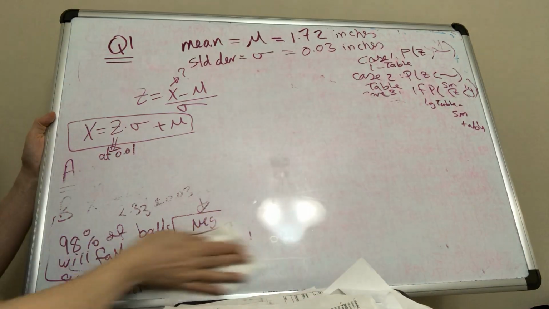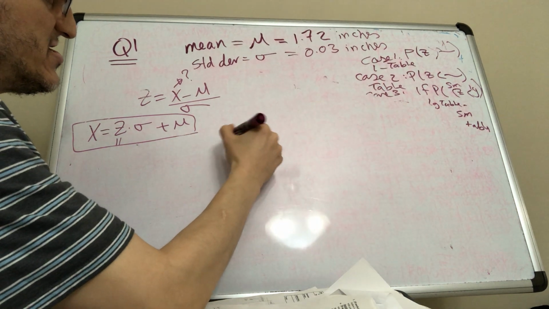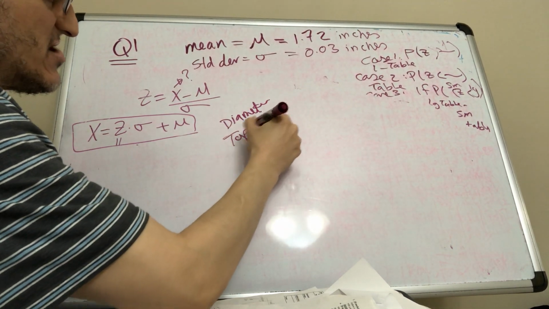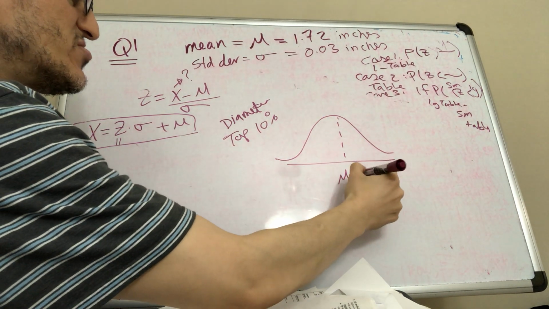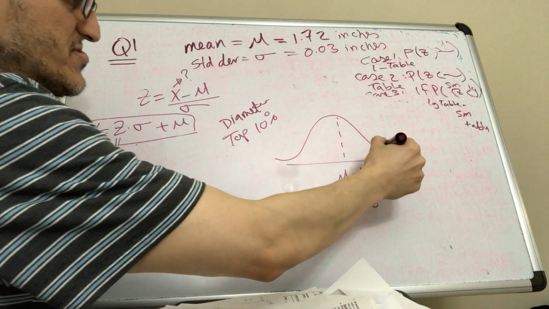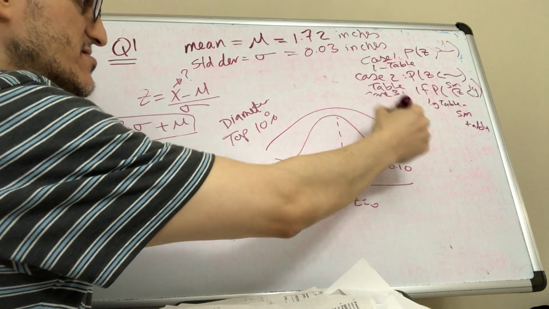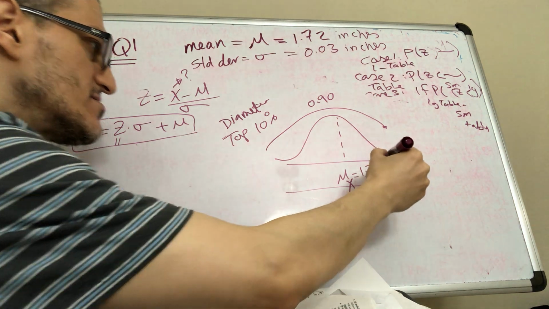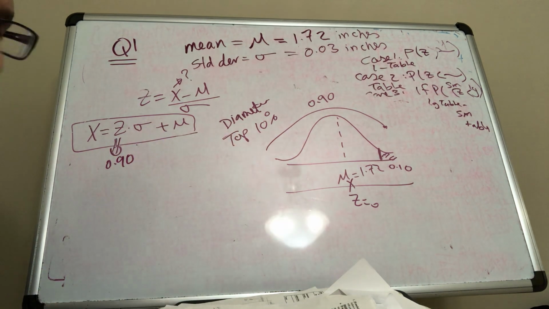The other types of this symmetry question, they could tell you, get me the diameter that's in the top 10%. So you would draw the curve. Mu would be 172, z is 0. Top 10%, so it must be here. We're above it, 10%. So to get to it, you'll be covering 90%. So to get this number, you need to know what z is at 90%. And you do it the same way.